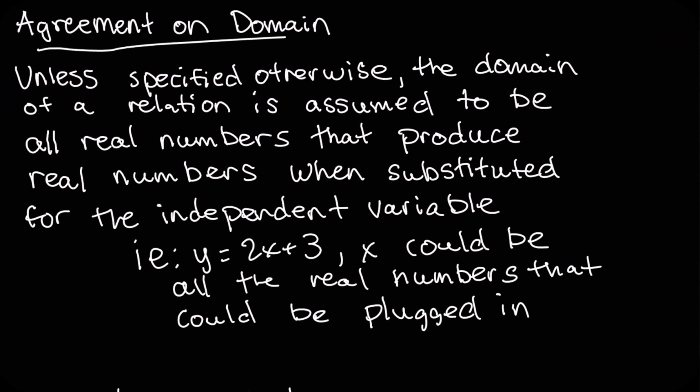So a quick agreement on domain. Unless specified otherwise, our domain is a relation that's assumed to be all real numbers that produce real numbers when substituted for the independent variable. An example of this could be y is equal to 2x plus 3, where x could be all the real numbers that you could plug into that specific equation.